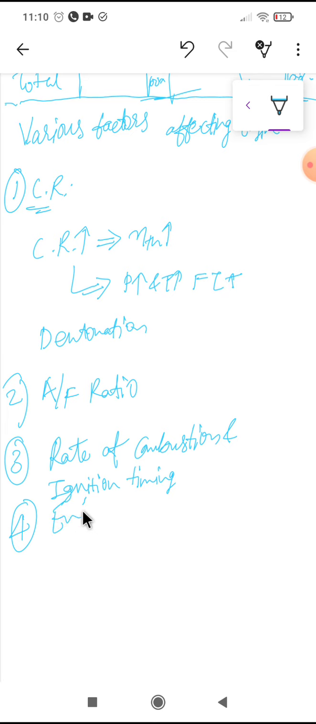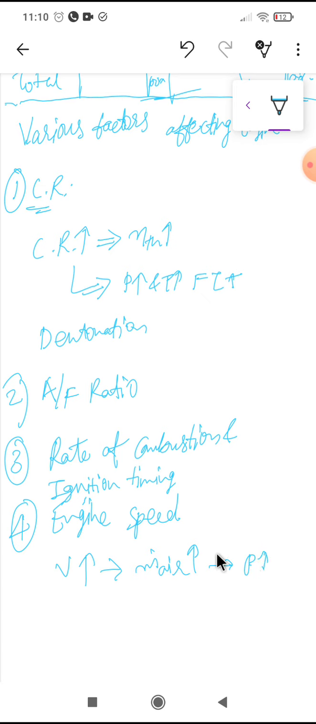Then the fourth factor, engine speed. An increase in speed of the engine increases the mass flow rate of air. As speed increases, more air will be required, so it increases the power output.